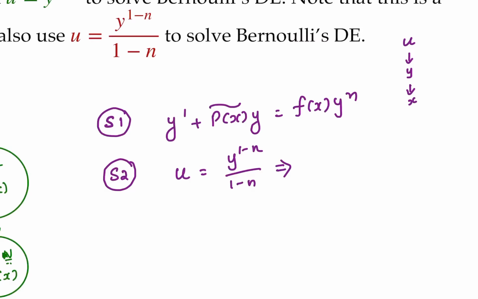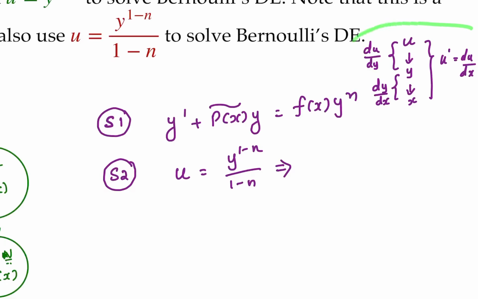So therefore, when we say u prime, by which we mean du over dx, by the chain rule this will be du with respect to dy times dy with respect to dx, right? That's what the chain rule is. So we will use that kind of a chain rule over there.